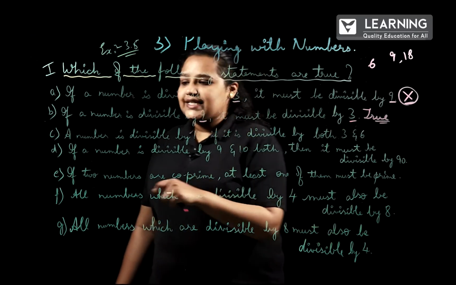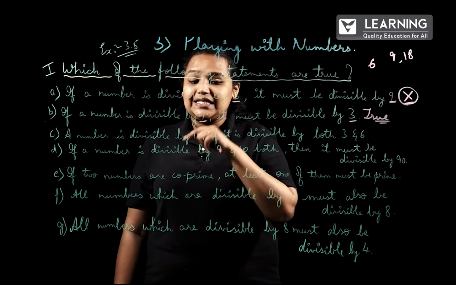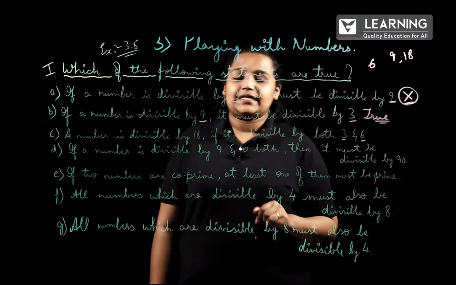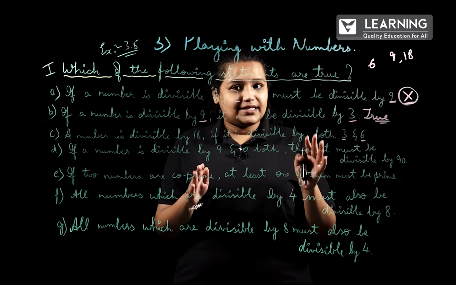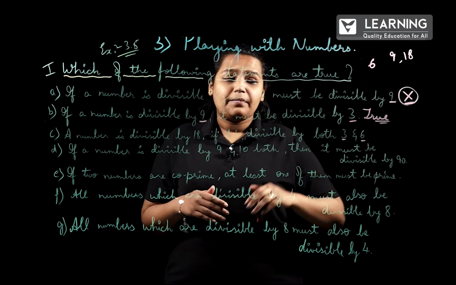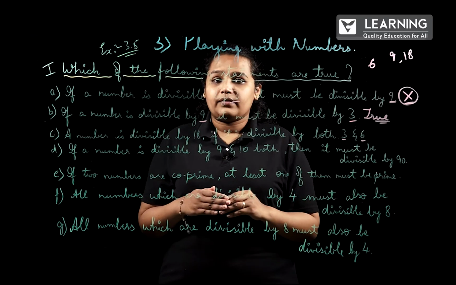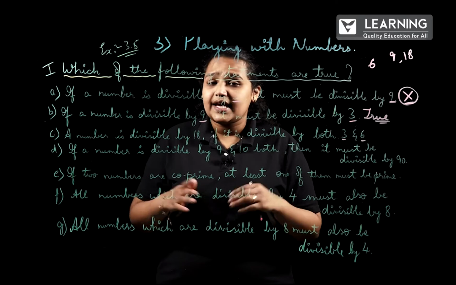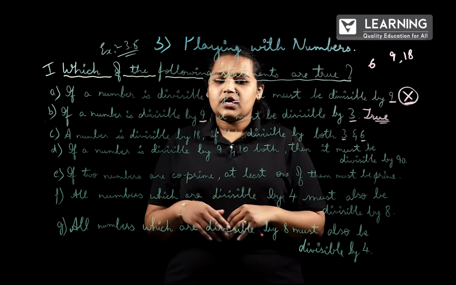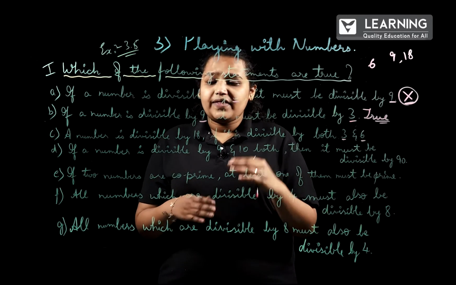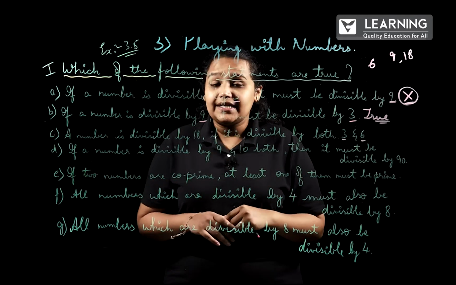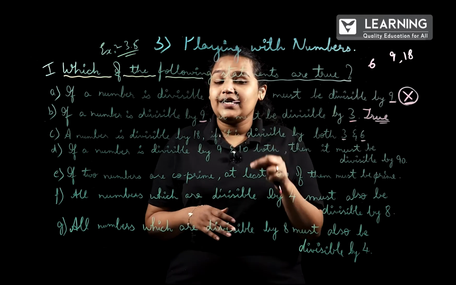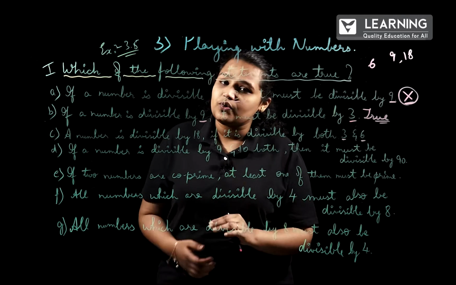Okay, the next statement: a number is divisible by 18 if it is divisible by both 3 and 6. So, 3 into 6 is 18. You can't just say that 3 into 6 is 18, true. When they have given any such sentence, try to solve it with examples so that you will understand whether the statement is true or false.